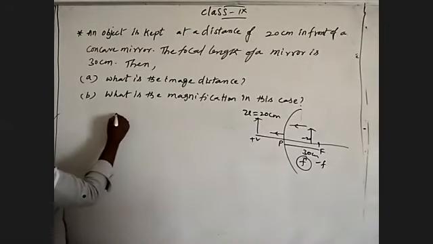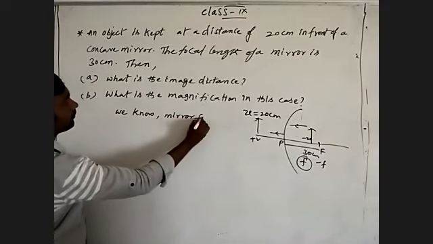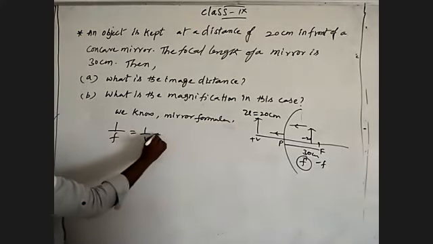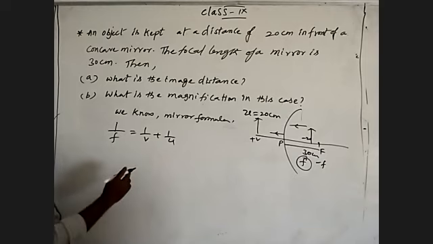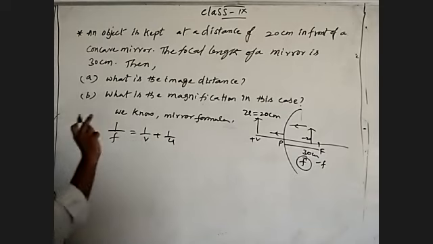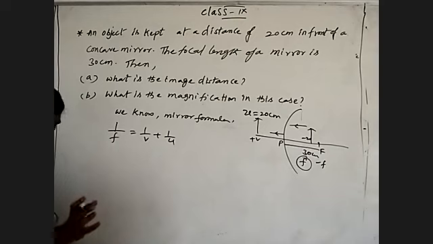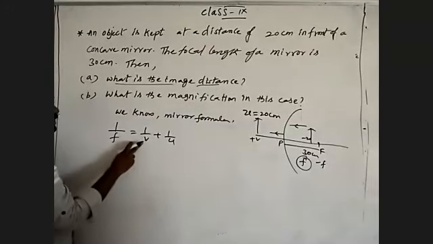So we know the mirror formula. What is the mirror formula? 1 by f is equal to 1 by v plus 1 by u. So focal length, object distance and image distance. What we are going to find, for that we should not apply sign convention. Understand? First question, image distance.